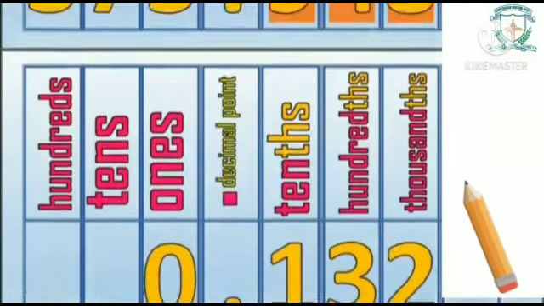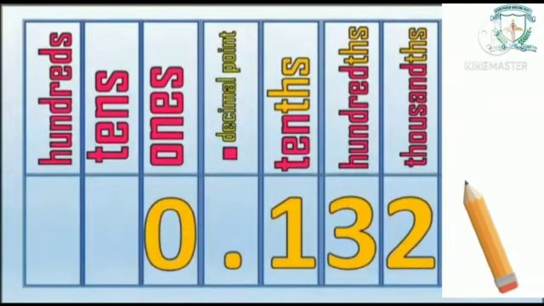Consider 0.132. 0 ones or 0, 1 tenth or 1 by 10, 3 hundredths or 3 by 100, 2 thousandths or 2 by 1000.